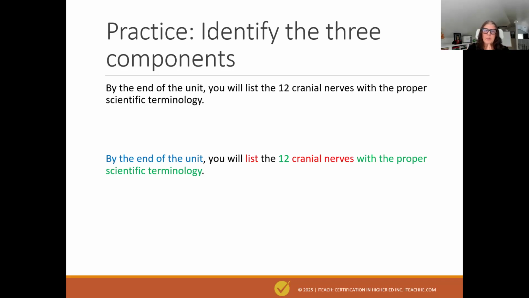Sometimes I get pushback from professors saying, well, if I tell them in the learning outcome exactly what they have to do, then they're all going to get A's. And that doesn't happen. No, no, that does not happen. It's just that you're being clear of exactly what you want them to learn.